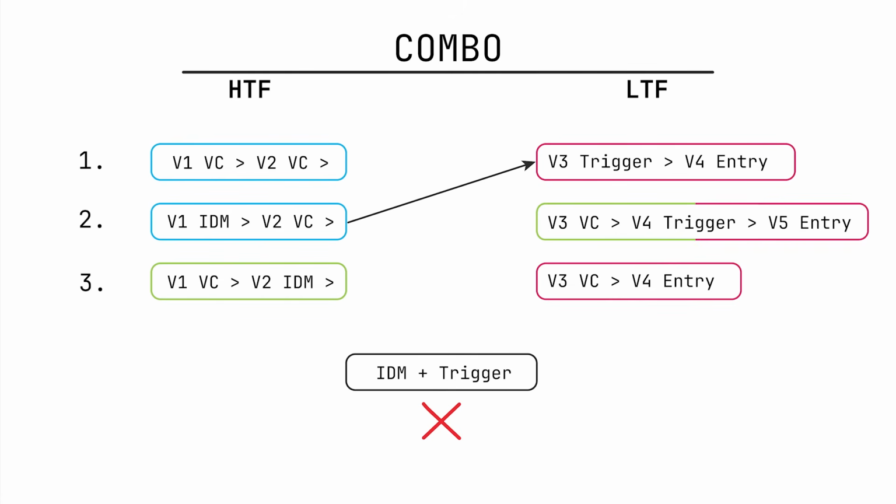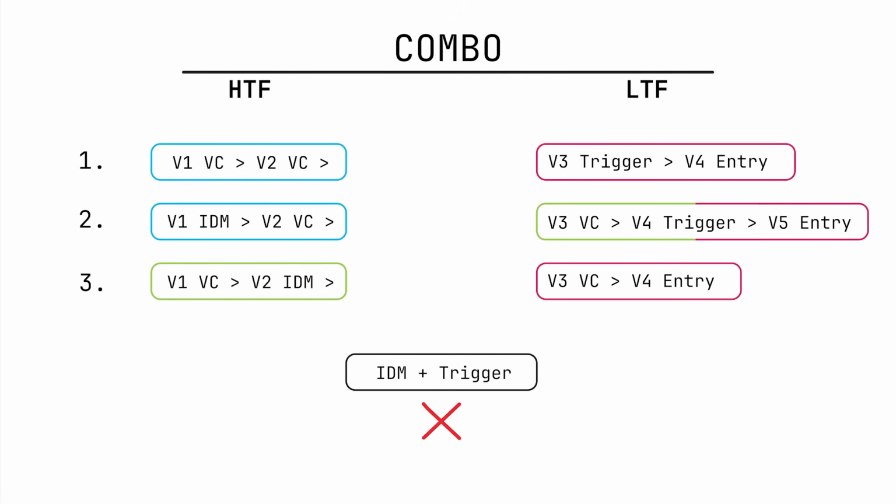Fourth combo, HTF2, LTF1. This is also one of the most widespread combos. Fifth combo, HTF2, LTF2. We need to receive this when we do not find the trigger in LTF1. Sixth combo, HTF2, LTF3. We receive this when we do not find the trigger in LTF2.